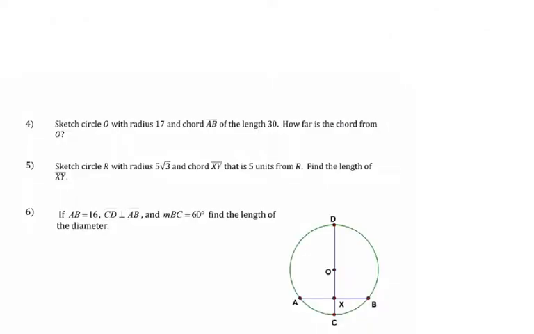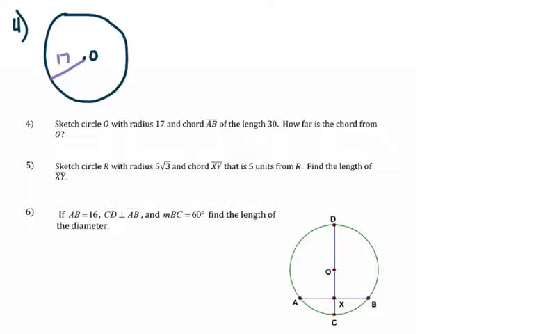All right, let's look at 4. I'll zoom in on 4 and then 5, 6. So number 4, sketch the circle with a radius of 17. So here we go, a circle with a radius of 17. And I have a chord AB that's the length of 30.